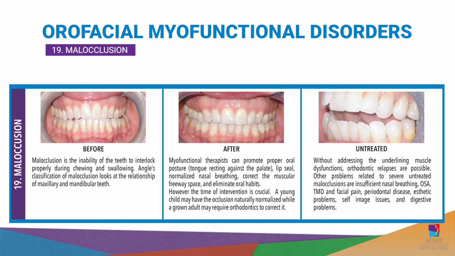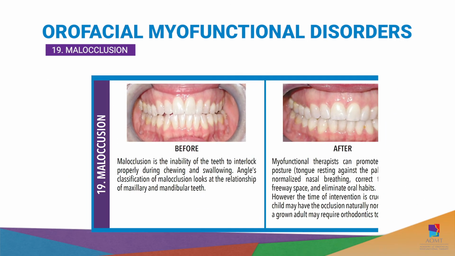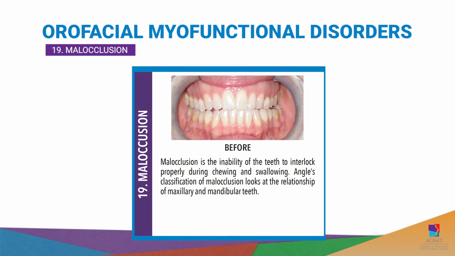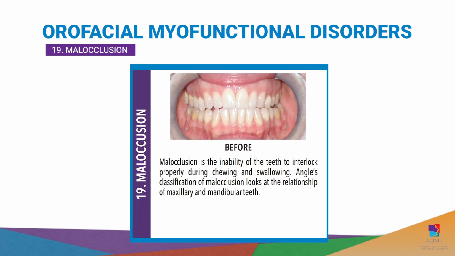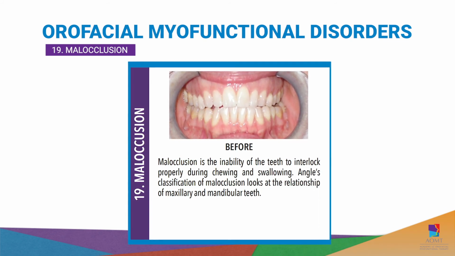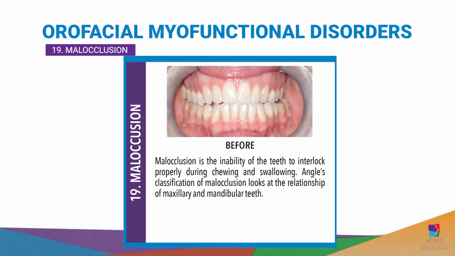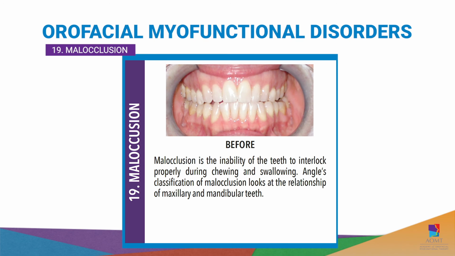19. Malocclusion. Malocclusion is the inability of the teeth to interlock properly during chewing and swallowing. Engle's classification of malocclusion looks at the relationship of the maxillary and mandibular teeth.